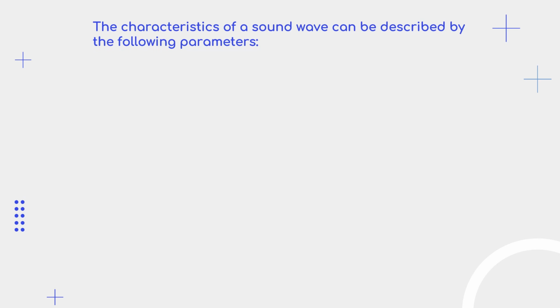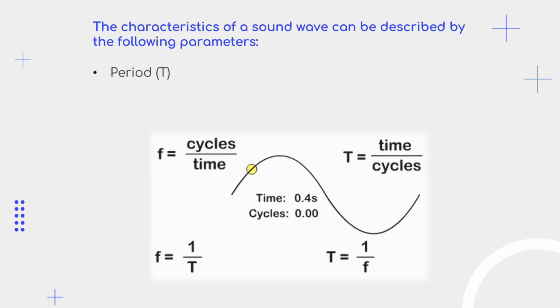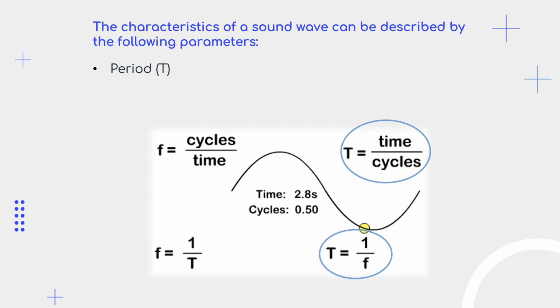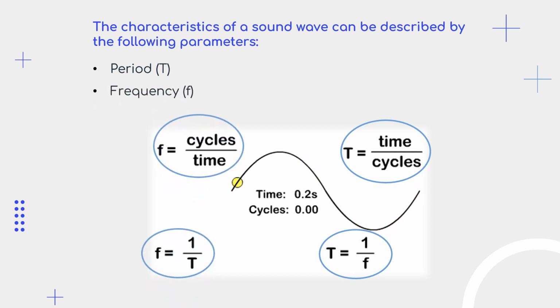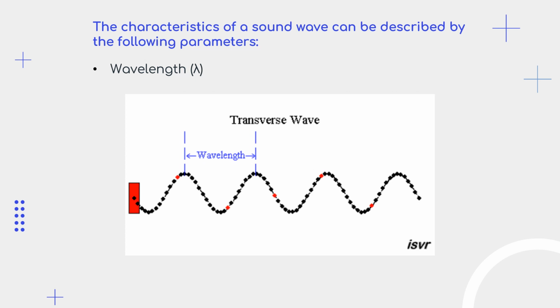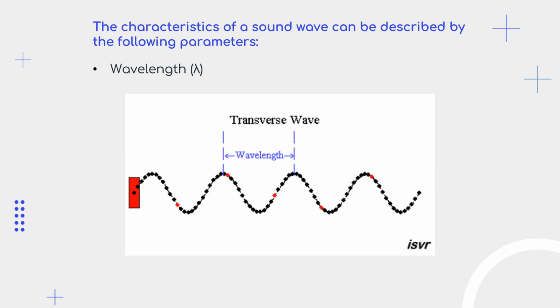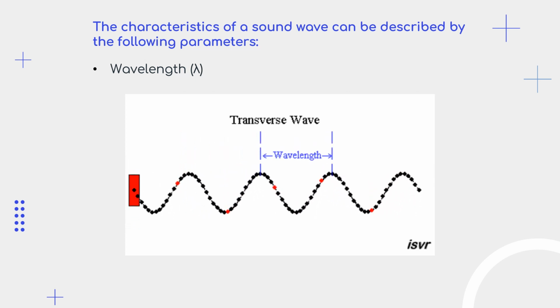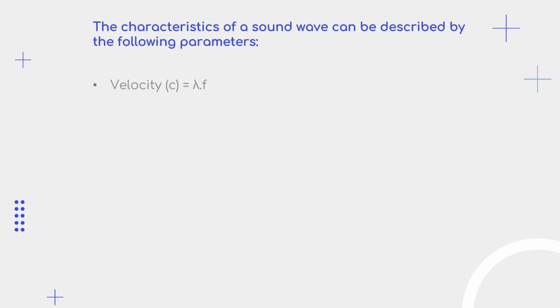The characteristics of a sound wave can be described by the following parameters. Period, T, the time taken for a particle in the medium through which the wave is traveling to make one complete oscillation about its rest position. Frequency, f, the number of cycles per second performed by the particles of the medium in response to a wave passing through it. Wavelength, the distance between two consecutive, identical positions in the pressure wave, e.g. between two compressions or between two rarefactions. Velocity, c, speed of sound with direction specified.